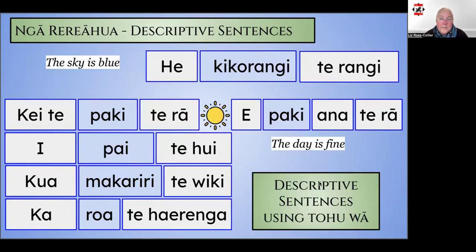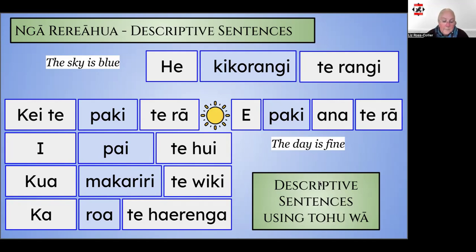I'd like to show you the difference between using he to describe someone or something and using a tohu wā. They're basically doing the same thing, describing, and they both use tūāhua. The main thing that sets these two sentence models apart is that with he, we are describing something as having a permanent quality. When we have a tohu wā, like kei te, e ana, or any of these other tense markers, we're describing a quality that is bound to that time.